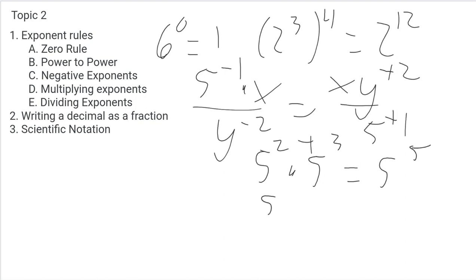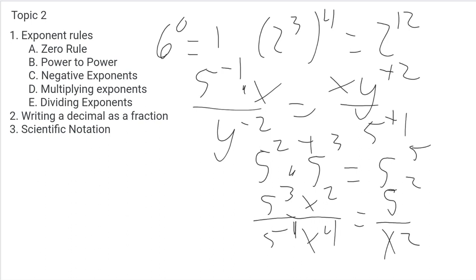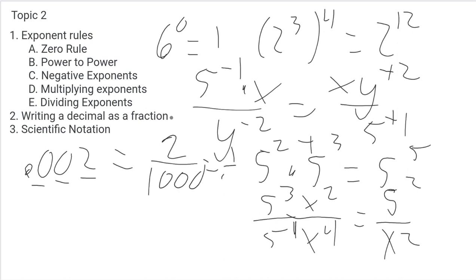When we had fractions, that meant subtract. And if they didn't give us an exponent, that meant 1. And then writing a decimal as a fraction, you just counted how many spaces there were. So 1, 2, 3, and that's how many zeros there were. And then reduce your fraction.